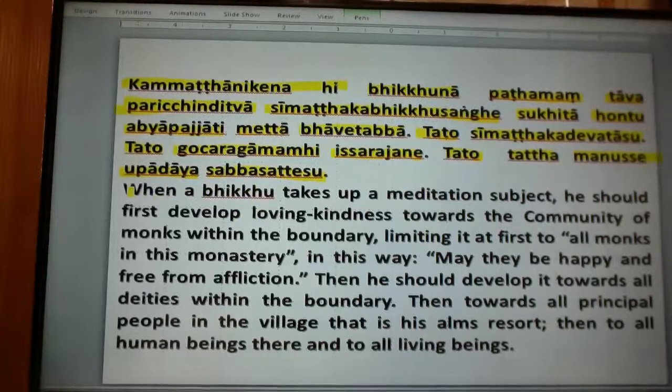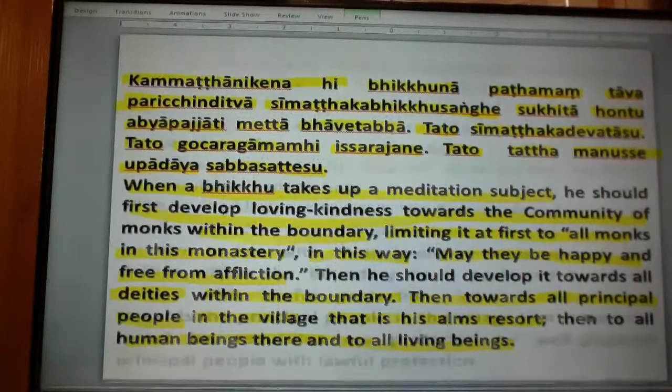That's why in the English translation: when a bhikkhu takes up a meditation subject, he should first develop loving kindness toward the community of monks within a boundary, meaning in the sima, the meeting hall, limiting it first to all monks in this monastery, this temple, and then in the village, in the city, increasing in that way. May they be happy and free from affliction or danger. Then we should develop it toward all deities, all celestial beings within the boundary, and increase. Then toward all principal people, meaning the governor in the village, that is the resort, the place where he goes. Then to all living beings there and to all living beings in the universe. So why do we need to do that?